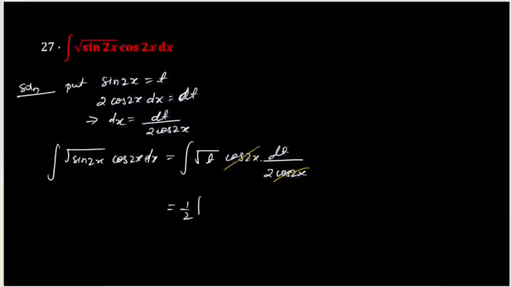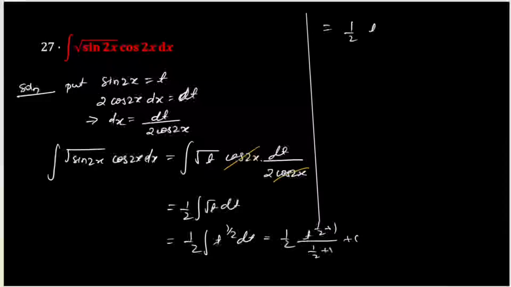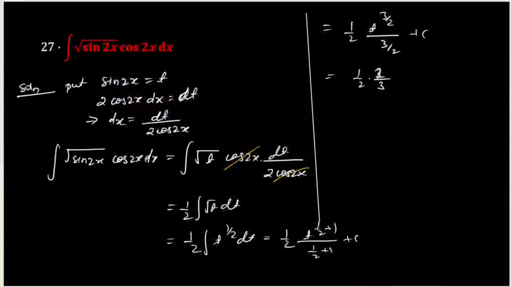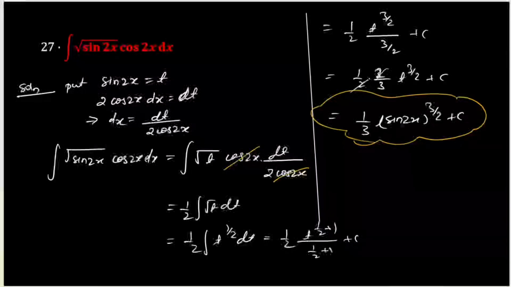Here cos 2x cancels, and the number 2 comes out of the integral, so we have 1 by 2 into dt into 1 by root t. The integration of t power minus 1 by 2 into dt equals t power 1 by 2 plus 1 over 1 by 2 plus 1, plus c. Simplifying, we obtain 1 by 2 into 2 by 3 t power 3 by 2 plus c. Replacing t with the term of x, the 2 cancels, so we get 1 by 3 sin 2x to the power 3 by 2 plus c. This is your required answer.